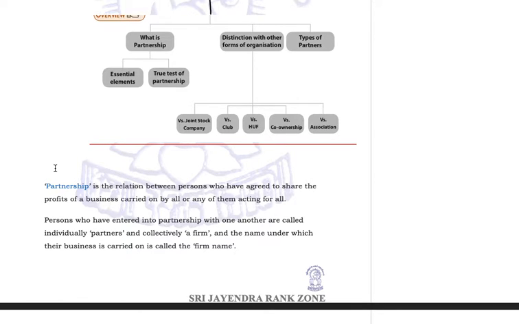Partnership is the relation between persons who have agreed to share the profits of a business carried on by all or any of them acting for all. So partnership is a relation. What is partnership? Partnership is not the name of an entity. Partnership is the name of a relation which we give.